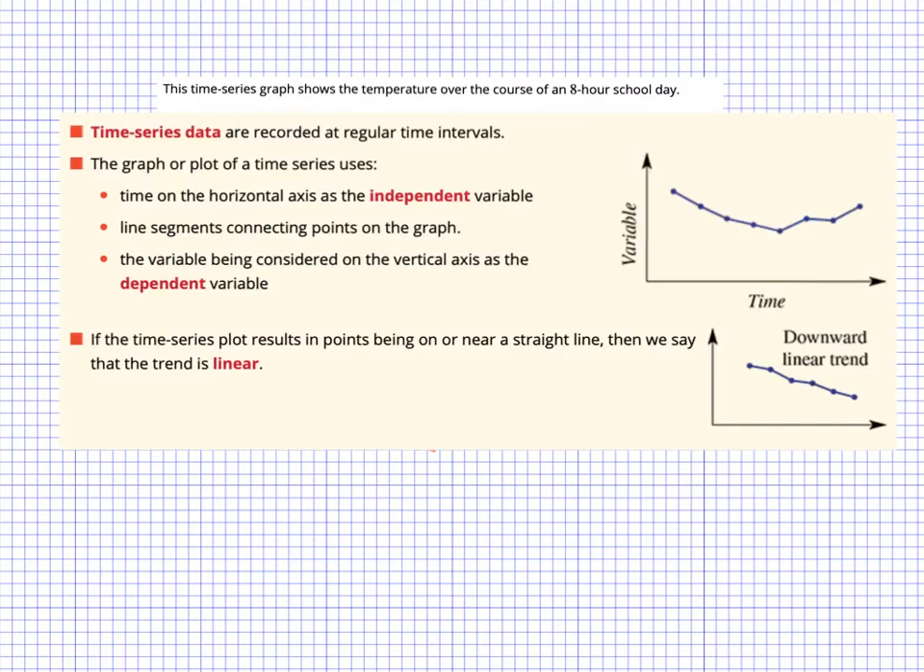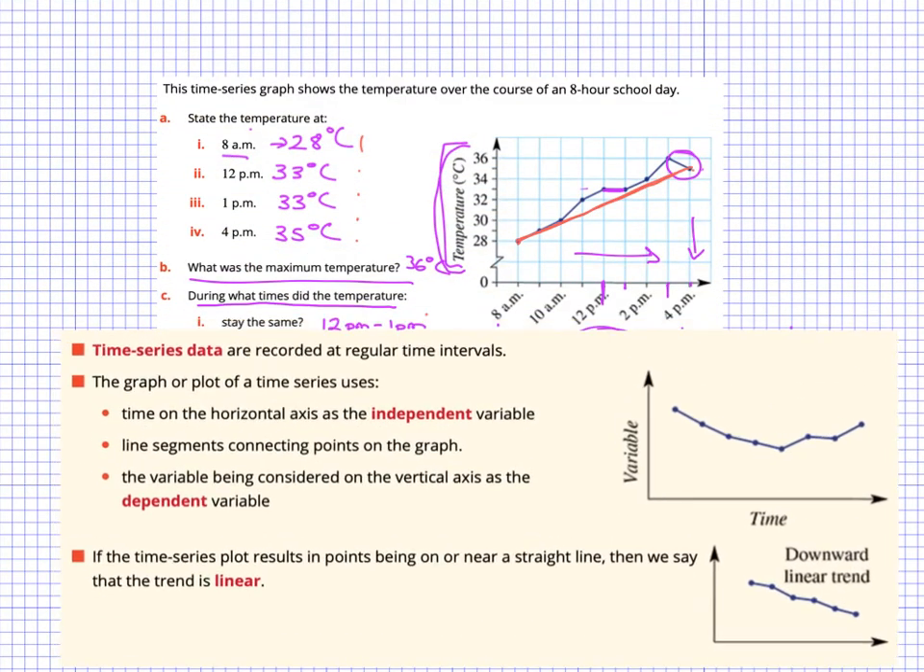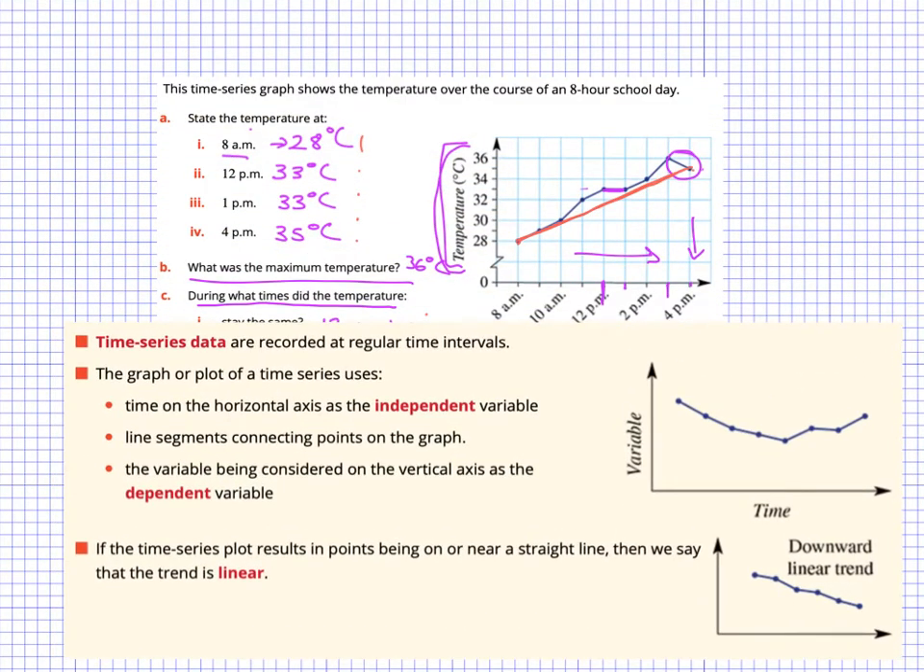All right, so to talk through a few things you might want to put in your notes. Time series data are recorded at regular time intervals. You might remember the one we just looked at had intervals of 2 hours along the bottom, along the x-axis. The graph or plot uses time on the horizontal axis as the independent variable. The line segments connecting points on the graph.